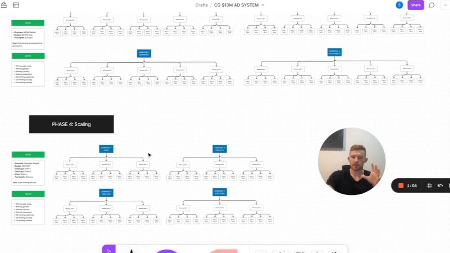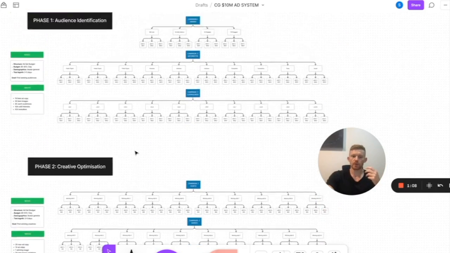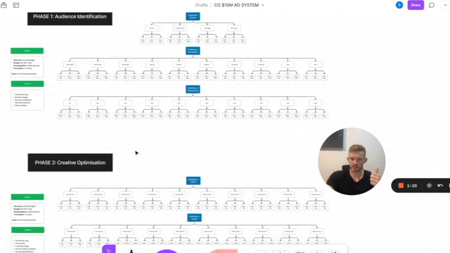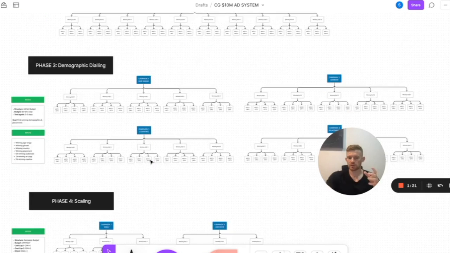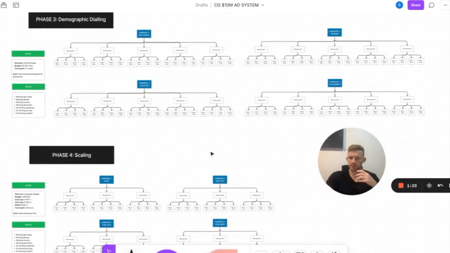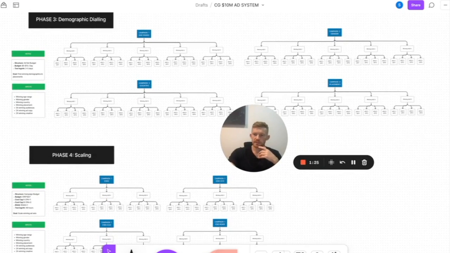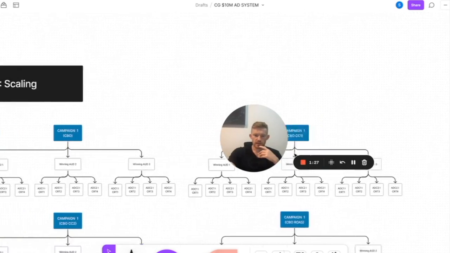But obviously, in order to get to phase four, you need to go through the other phases first, where you identify the best audiences, the best creatives, and the best demographics. So you obviously need to have all that done. You need to have ad sets and ads that are working, that are within KPI, in order to enter the scaling phase. So that being said, let's dive into it then.